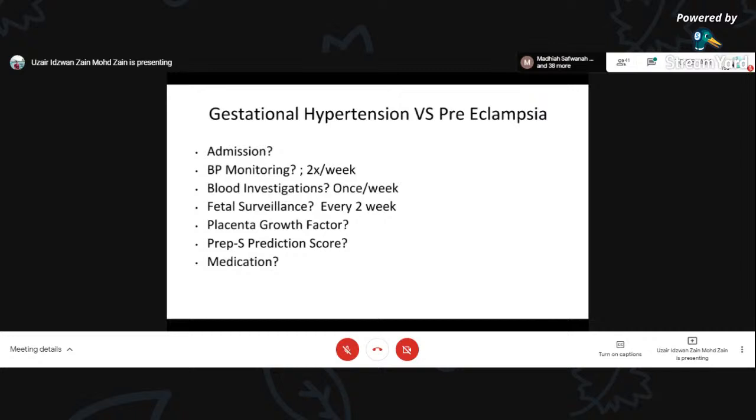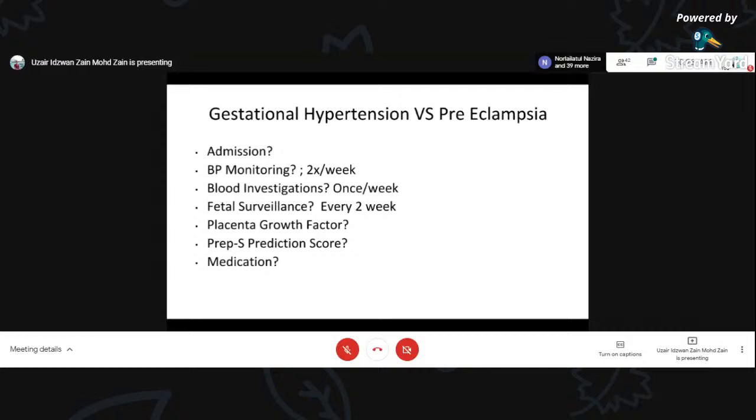Placenta growth factor. So what is placenta growth factor? For patients who have gestational hypertension or chronic hypertension during pregnancy, this is what we do in the UK. This is from the UK guideline. I'm not sure the Malaysia guideline has this, and it would be very expensive to implement in our country. Placenta growth factor basically predicts the occurrence of preeclampsia. Let's say we are unsure whether this patient with gestational hypertension will develop preeclampsia, so we send for placenta growth factor. The lower the placenta growth factor, the higher the probability that the patient will have preeclampsia later in the pregnancy.